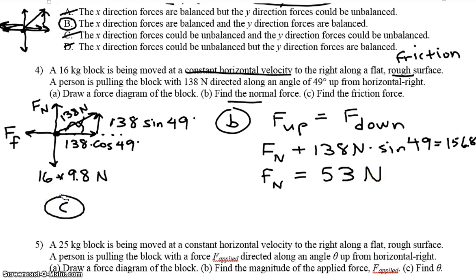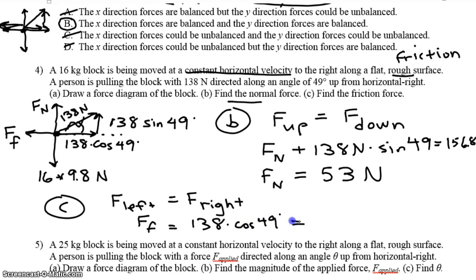C says find the friction force. We know that the left forces balance the right forces, so they are equal. They are balanced. It's being pulled to the left with as much force as it is to the right. So the friction force equals, that's the only left force, is friction. The only right arrow is 138 cosine 49. So you plug this into the calculator, 138 cosine 49, and you get 91 newtons.